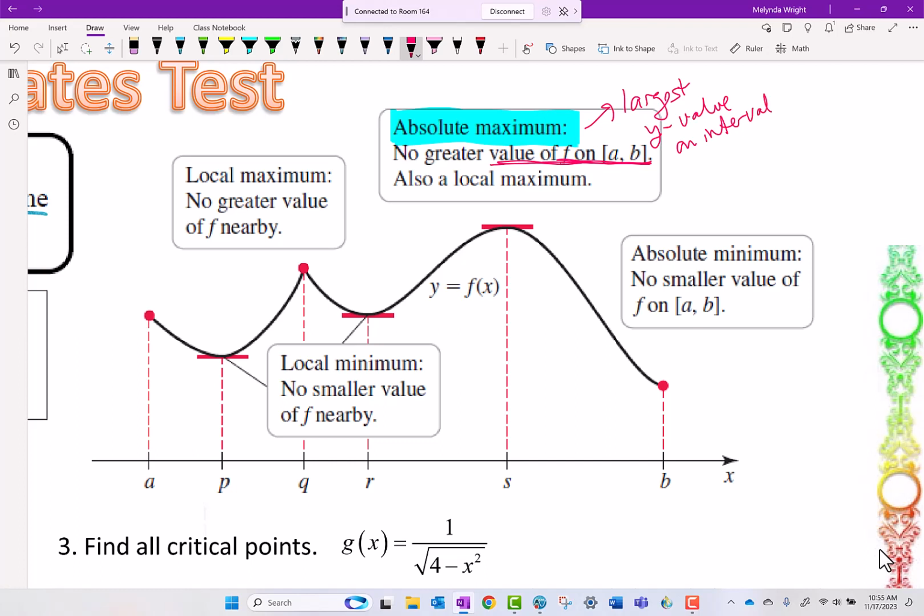Now, this type of absolute max where it occurs in the middle is also a local maximum. Okay, so it kind of doubles its usefulness. It's also called a local maximum if we are inside here. Okay, that's an absolute. So an absolute minimum is, for absolute minimum, it's the very smallest y value on the interval.